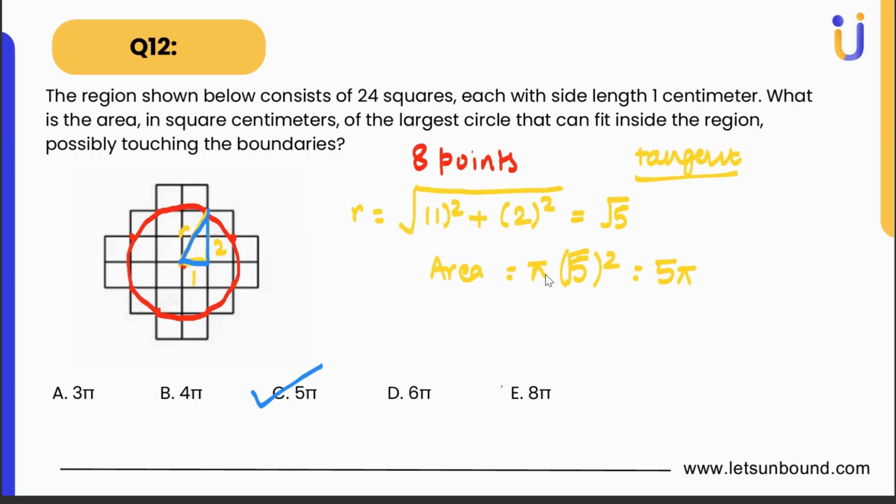So choosing 4 pi is one mistake that students can make in this question, and most of the students might get this question incorrect, but you have to be smarter and use your strategies to go about it.